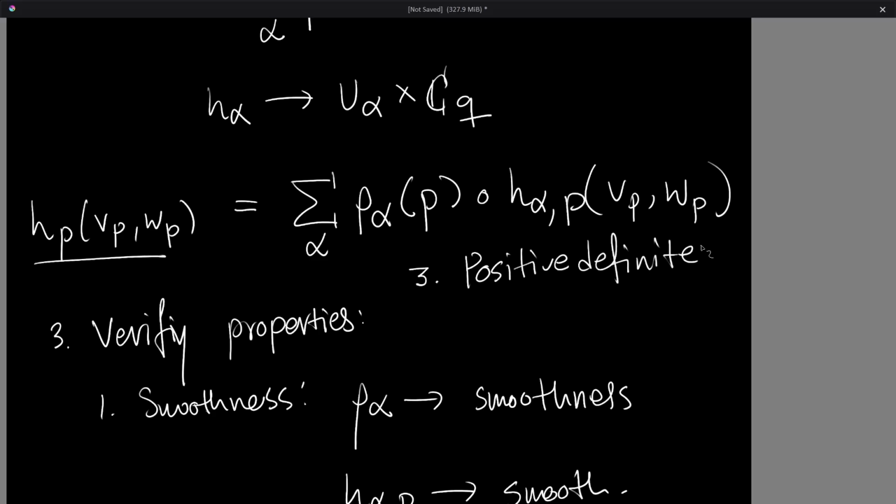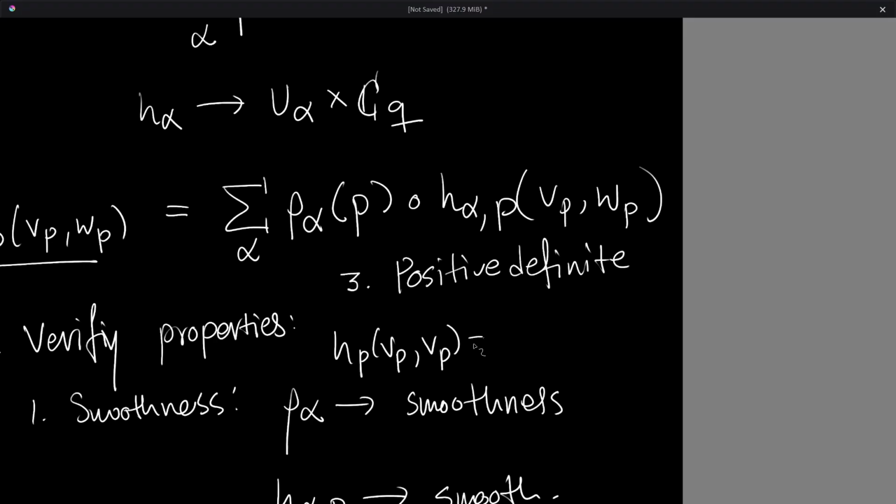That one's interesting because what you end up with is that HP VP VP is equal to the sum over alpha of rho alpha of P into the mod square of H alpha P VP. Now if VP is not 0, then this is not 0, right? This is a positive number. This is either 0 or a positive number, and since VP is not 0, therefore it has to be positive. And the argument about rho is interesting.